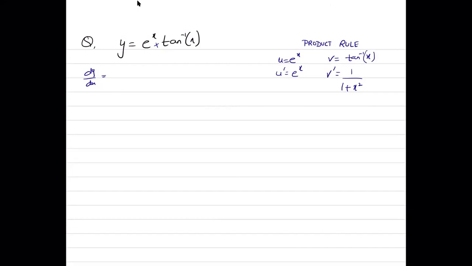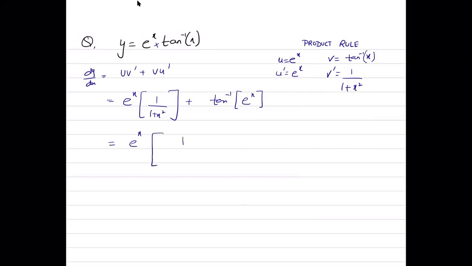Would you agree that it is going to be uv prime plus vu prime? Yes. So u is e to the power of x, v prime is 1 over 1 plus x squared, plus v is tan inverse of x, and u prime is e to the power of x. You can take e to the power of x common, and you are going to get 1 over 1 plus x squared plus tan inverse of x. That should be your answer.